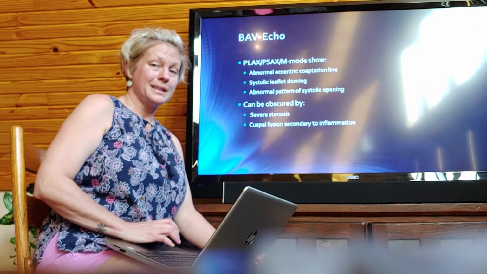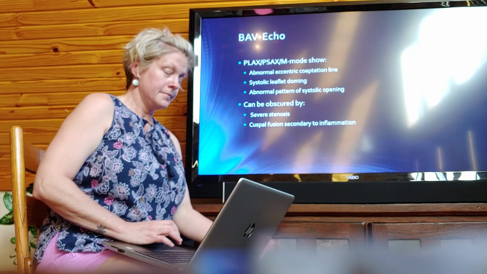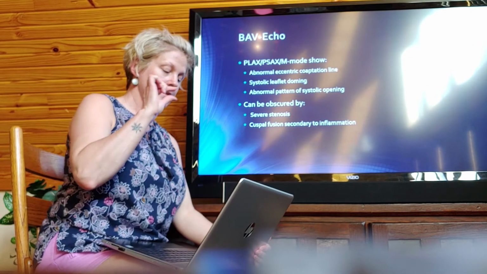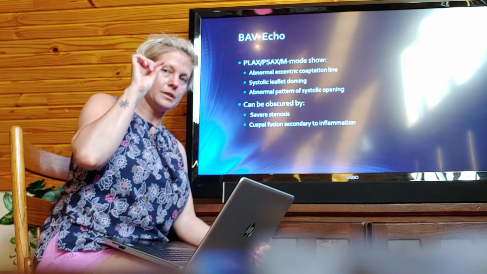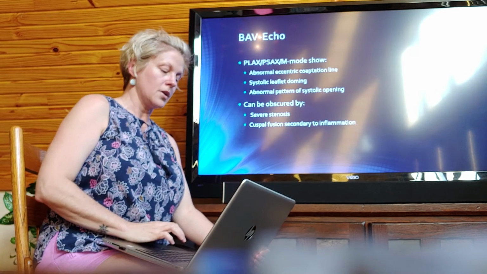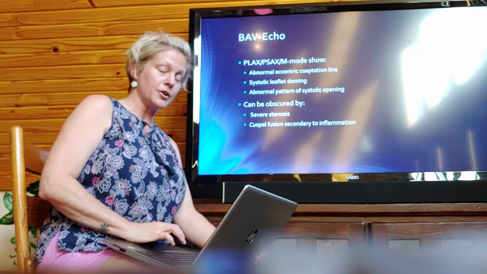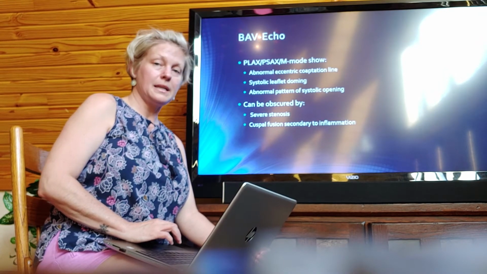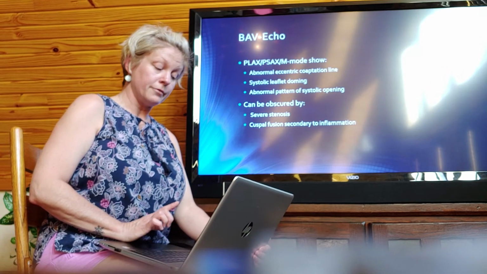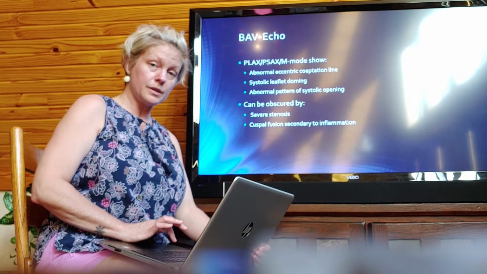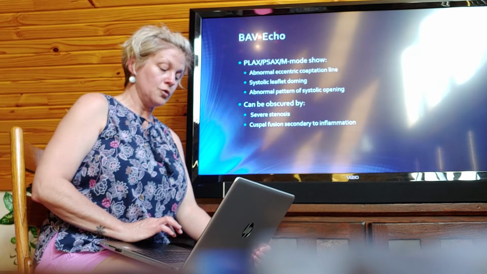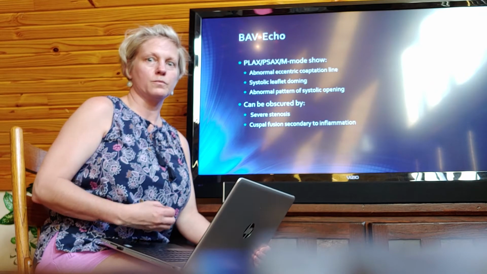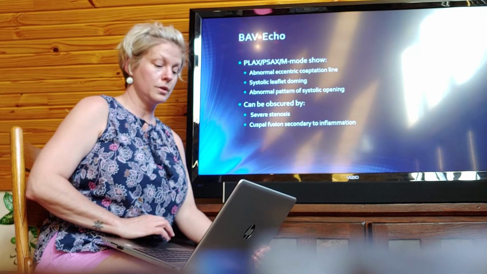When you complete the echo, like we're going to be doing someday, you look for an abnormal eccentric coaptation line. So I guess the meeting of the cusps is kind of off center. Systolic leaflet doming, abnormal pattern of systolic opening. You can also have a hard time seeing the bicuspid aortic valve because of a couple of things: severe stenosis and cuspal fusion secondary to inflammation. So I guess if the valve or cusps are really inflamed, it's going to be hard to tell if there's only two there.